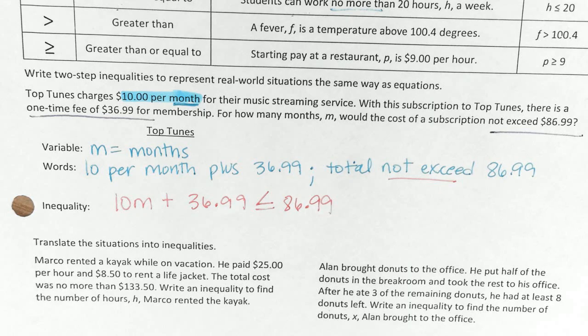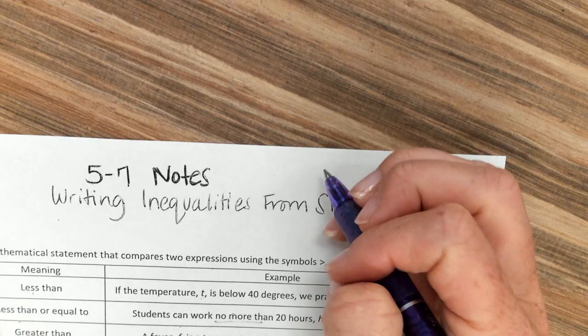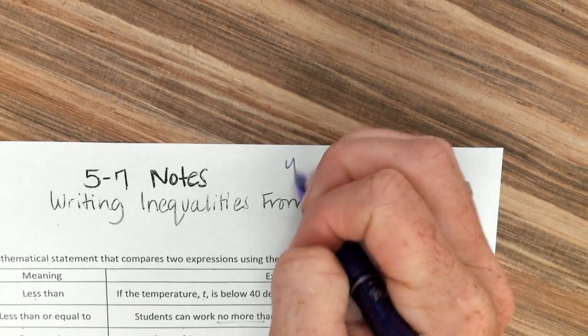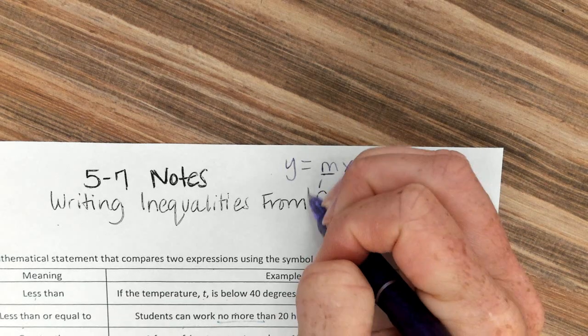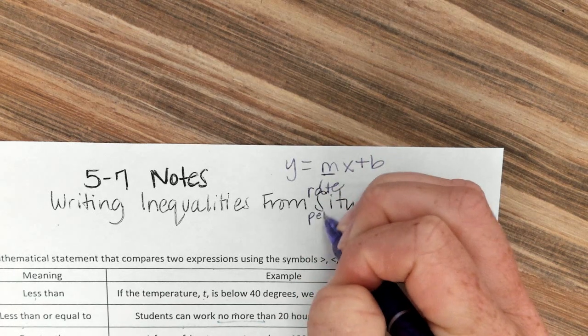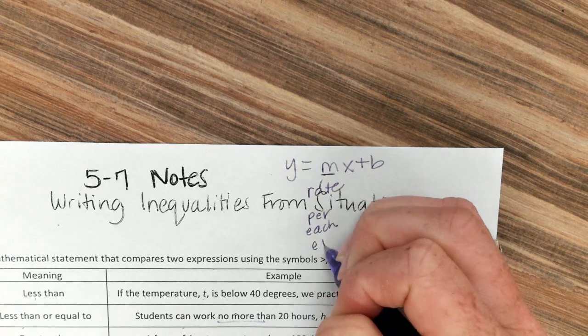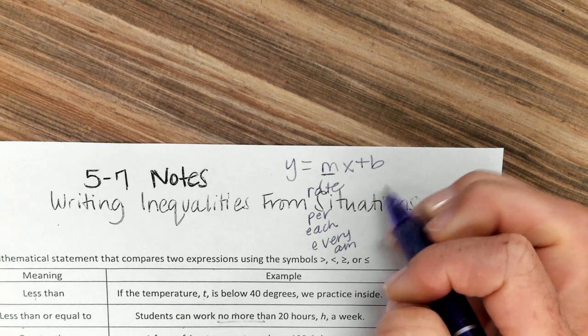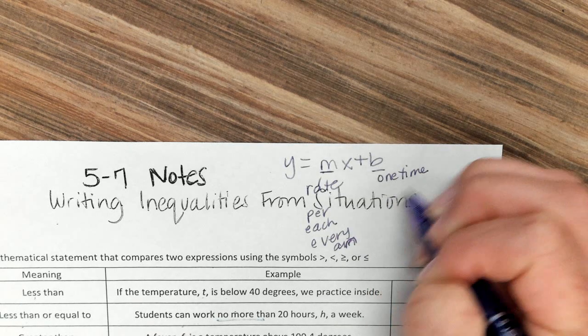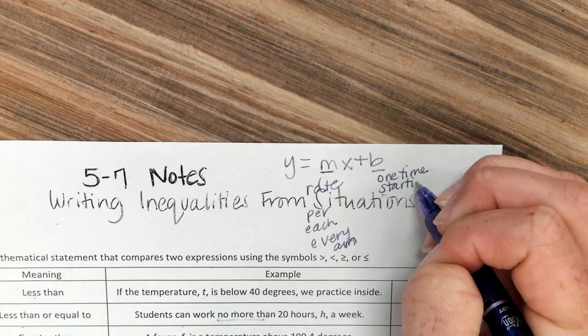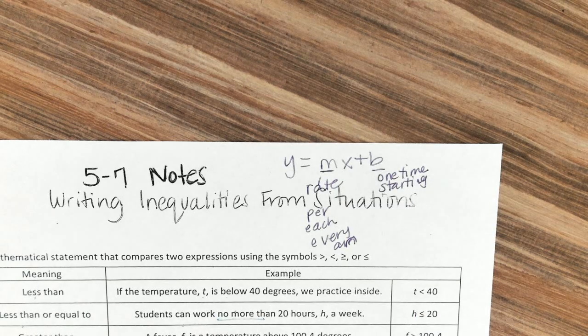Good? All right. Now, remember when I taught y'all y equals mx plus b? It still applies to this. So if you want to write that down, it might help you. They're not all going to be like this, but a lot of them will. Remember that M is your rate. That's your per, your each, every, or an. And then the B is usually a one-time fee or a starting amount. The X is your variable.